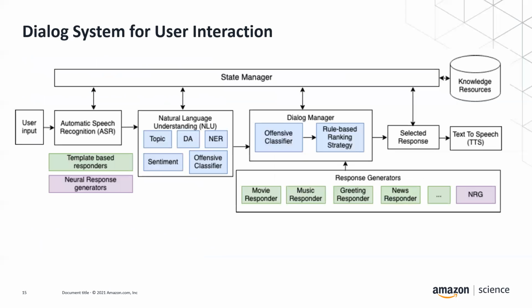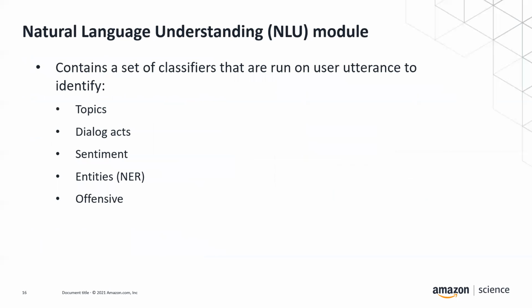So I'm going to briefly go through the dialog system that we use to collect the conversations from users, just briefly going through each module. So the user input is some speech, and then we have some ASR model output the text. And then in our NLU module, we have a set of classifiers that are run on the user utterance to extract things like topic, dialog acts, sentiment, entities, and whether or not the user utterance is offensive.